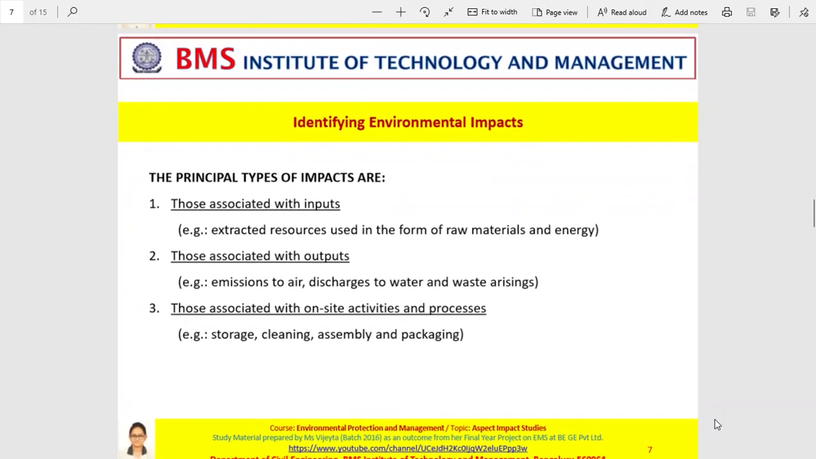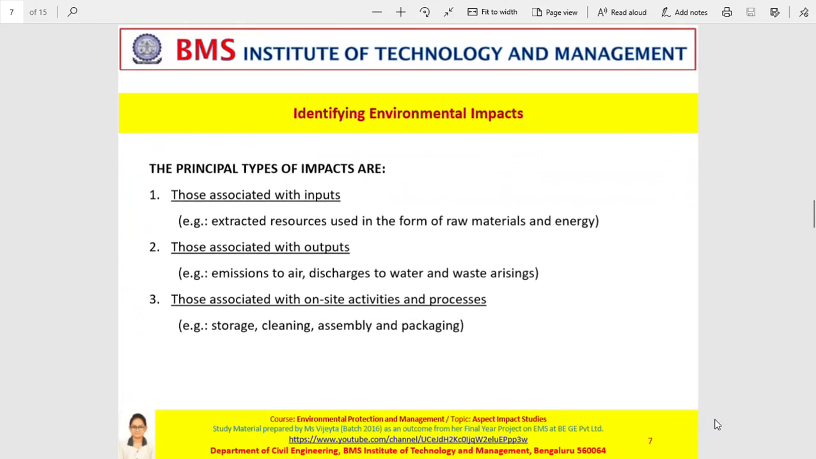Environmental impact is a change to the environment resulting from the organization's aspect. The environmental impact can be divided into 3 types for better understanding. 1. The impacts associated with inputs, which is extraction of raw materials and energy from the environment. When this is not carried out by adhering to the guidelines, it causes an adverse effect on the environment like land degradation, depletion of natural resources, etc.